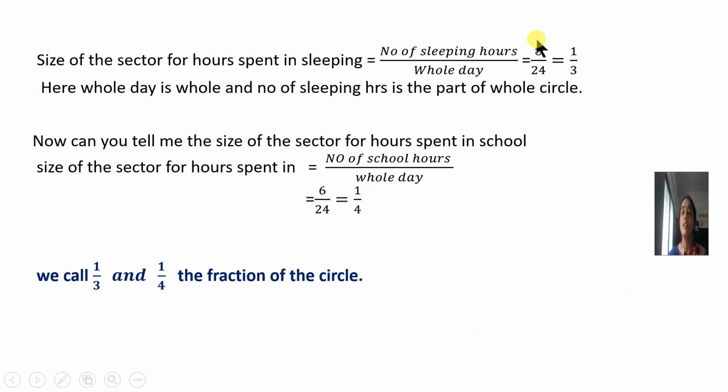Now children, see this, 1 upon 3 and 1 upon 4, they are called fractions of the circle. You know, fraction is a part of a whole. So 1 upon 3 and 1 upon 4 are the fractions of the circle, and they are also known as the size of the sector. Now let's move on, take one example.